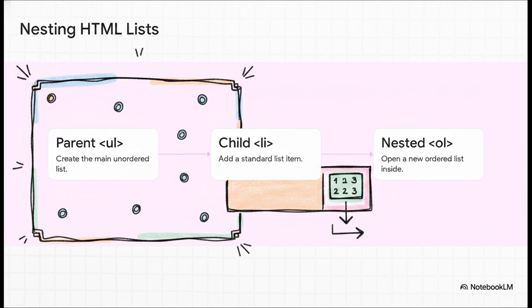But Step 3, and pay attention here because this is where a lot of beginners get tripped up, to create a sublist, you have to open your new OL tag inside that LI tag before you close it. The entire sublist has to be fully contained within that specific list item.